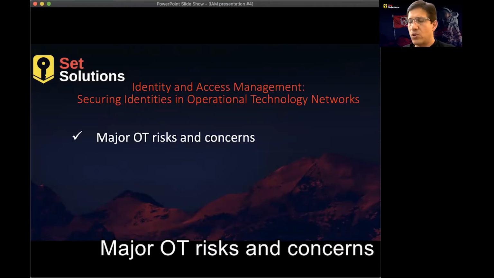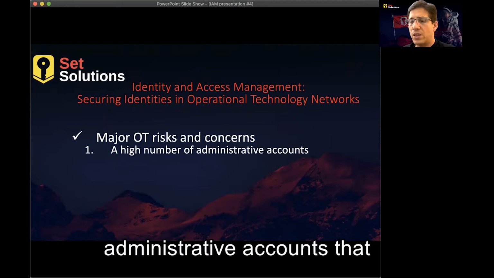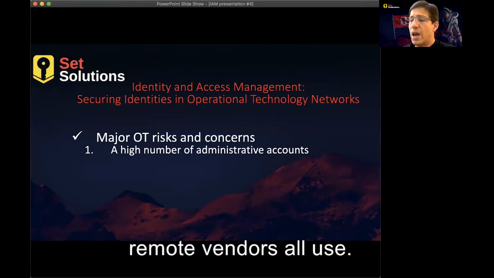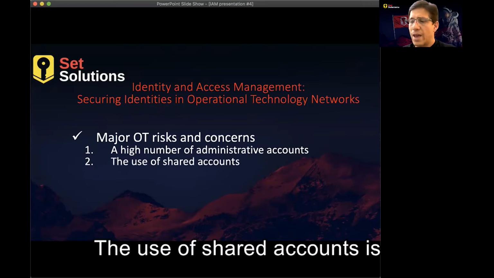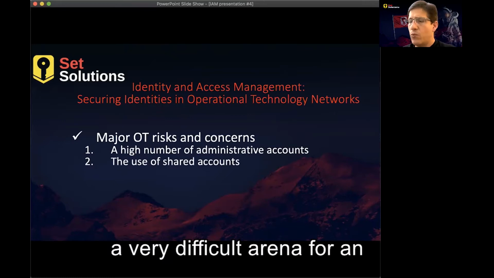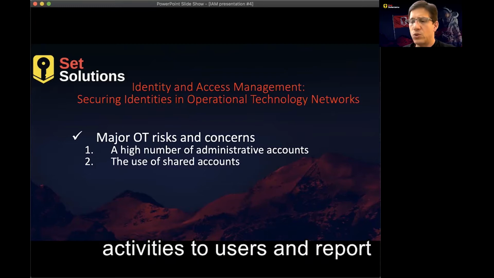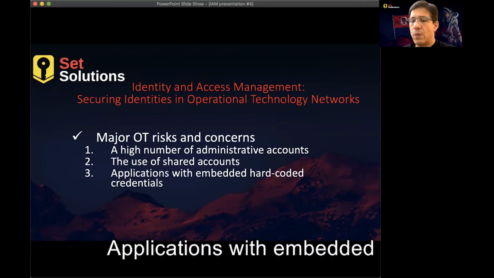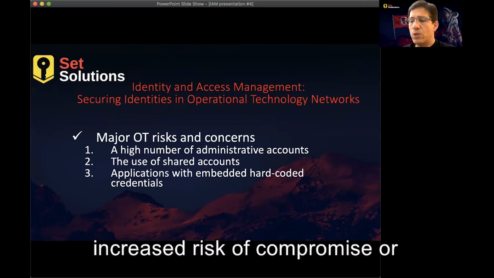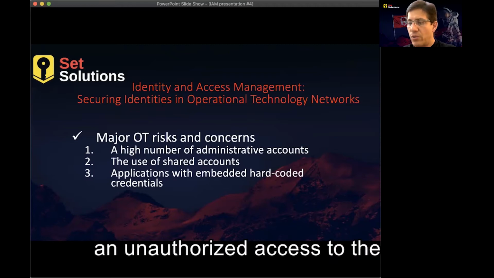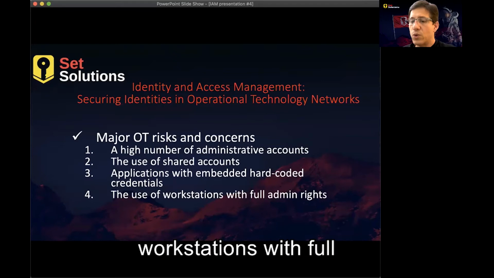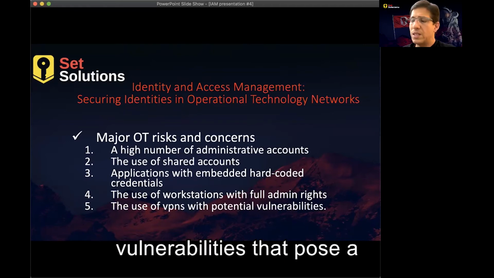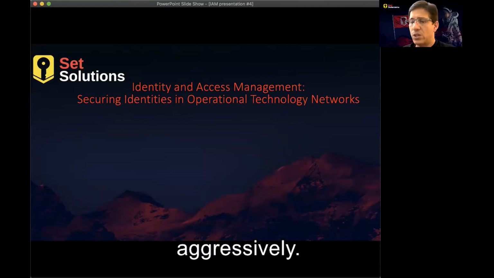Major OT risks and concerns include a high number of administrative accounts that support maintenance personnel, operators, control engineers, and remote vendors all use. The use of shared accounts is a very difficult arena for an organization to assign specific activities to users and report on actions taken by them, whether internal or external. Applications with embedded hard-coded credentials pose an increased risk of compromise or unauthorized access to the overall system. The use of workstations with full administrator rights and the use of VPNs with potential vulnerabilities pose a critical risk if not patched aggressively.